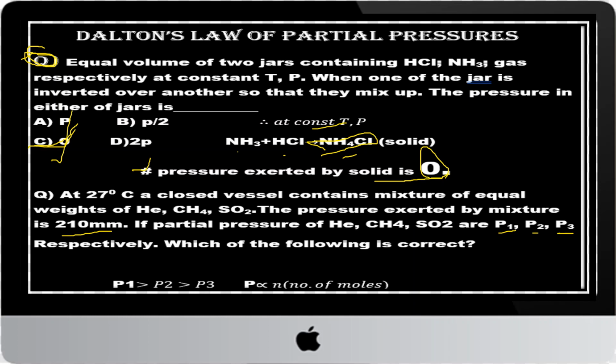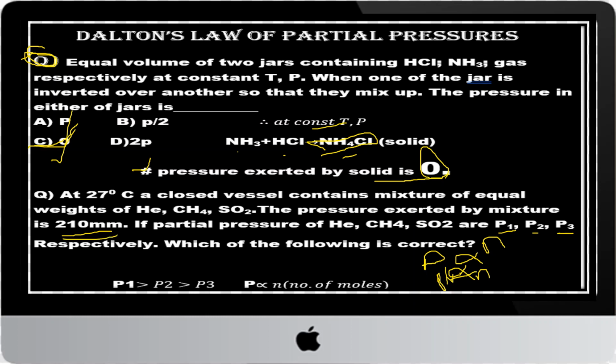It's about relations. We know the relation that P is directly proportional to the number of moles n. Simply, PV equals nRT. If you assume volume and temperature are the same, then we get P is directly proportional to n. By using that, here they have given a total pressure of 210 mm.